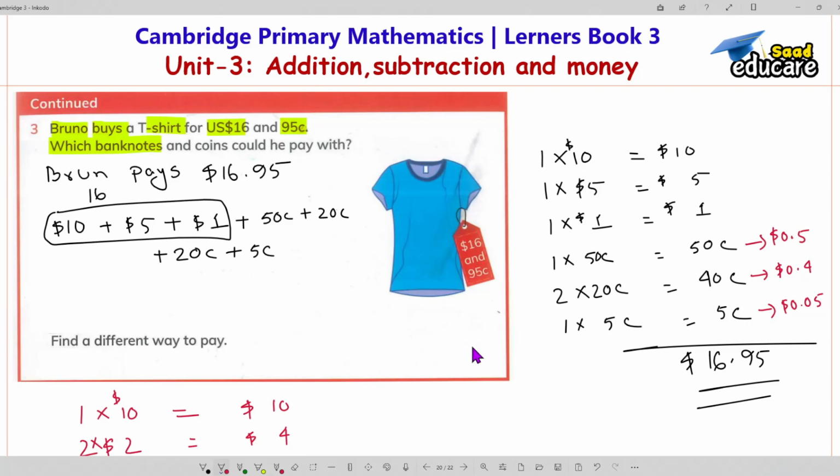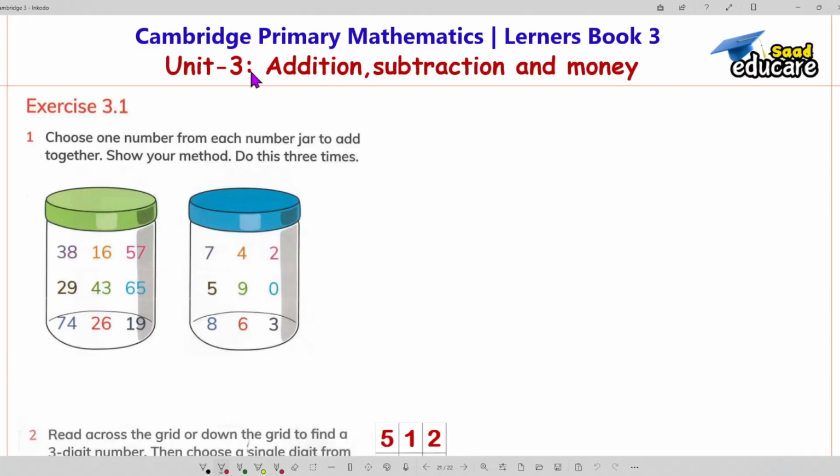Okay, so it's a very simple thing. I'm trying to solve the Getting Started 3 portion. Next part we will see Exercise 3.1 of Unit 3.